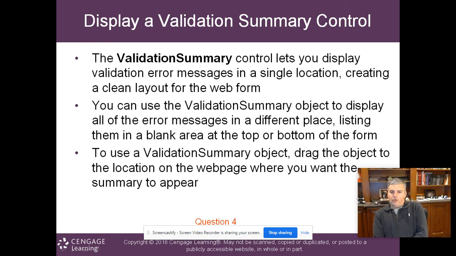And the validation summary control is the last one we'll be dealing with in this chapter. It lets you display validation error messages in a single location, creating a clean layout for the web form. You can use the validation summary object to display all the error messages in a different place, listing them in a blank area at the top or bottom of the form. So you just have a standard place where you display all the issues, or all the things that the user missed when they entered their data. To use a validation summary object, drag the object to the location on the web page where you want the summary to appear. So this is just going to summarize all the validation issues that the user had when they were entering data in the page.